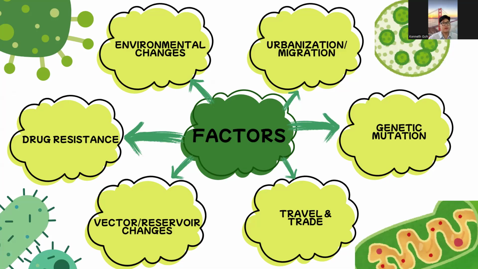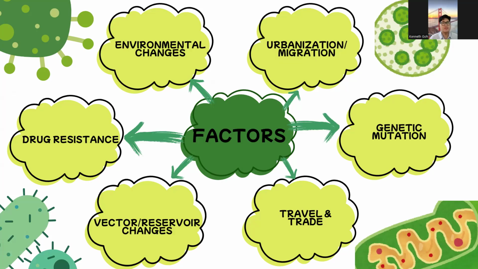Then you have urbanization and migration. Urbanization means that people move into a more populated area, so maybe that will affect the frequency of infectious diseases. And from migration, people might migrate and bring the diseases from one place to another.